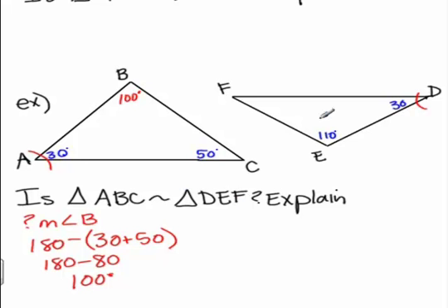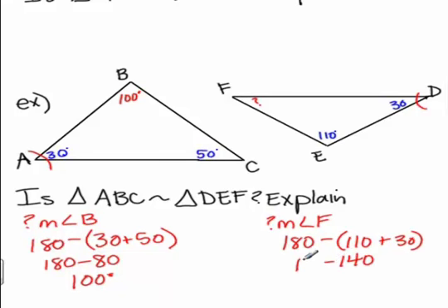Perfect. 100. I don't see 100 over here. There's a 110, but some of you may be saying it could be here. All right, so let's answer that question. Let's figure out what the measure of angle F actually is. Let's take the two angles that we've got, 110 and 30, add those together, and subtract from 180. 110 plus 30 is 140, subtracted from 180 is 40. So angle F we found out was 40. So looking back at the main picture, is triangle ABC similar to triangle DEF? No.